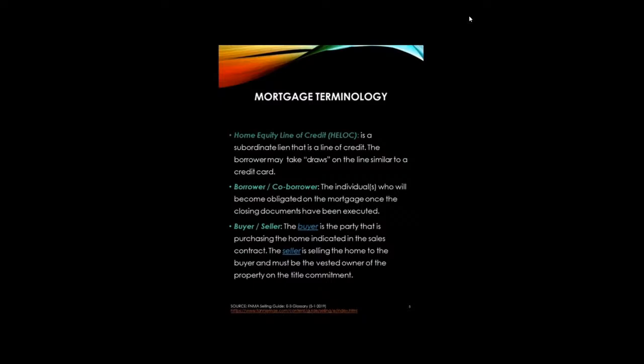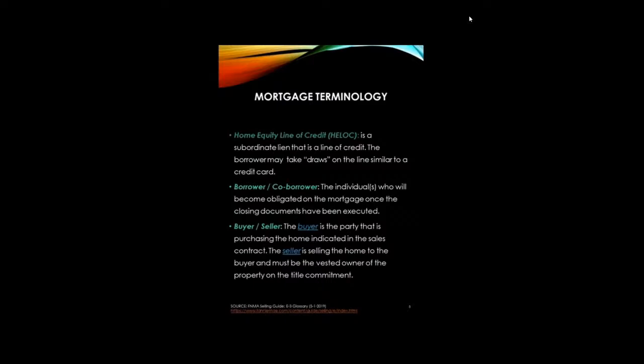Borrower and co-borrower: the individuals who will become obligated on the mortgage once the closing docs have been executed. If you are working on a file that has a married couple and you have two separate applications, that's incorrect. Married couples have to be on the same 1003, and that's where the clarification of borrower and co-borrower comes into place, because they're on the same application. Typically, the one who earns the most money on a monthly basis would be considered primary borrower, and the other one would be co-borrower status.